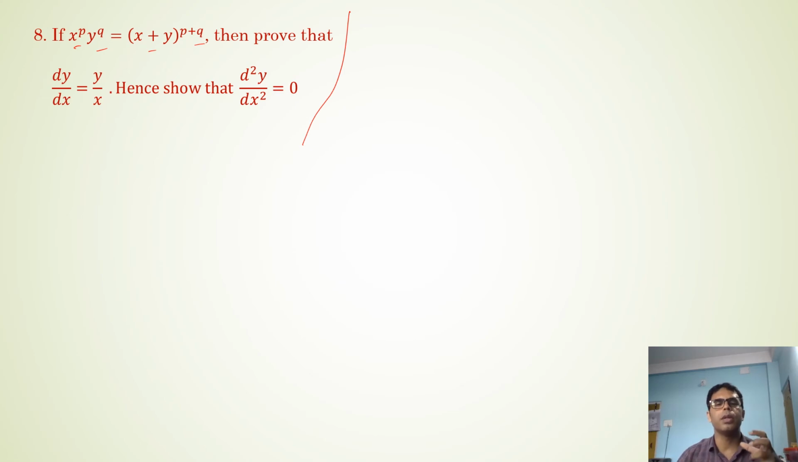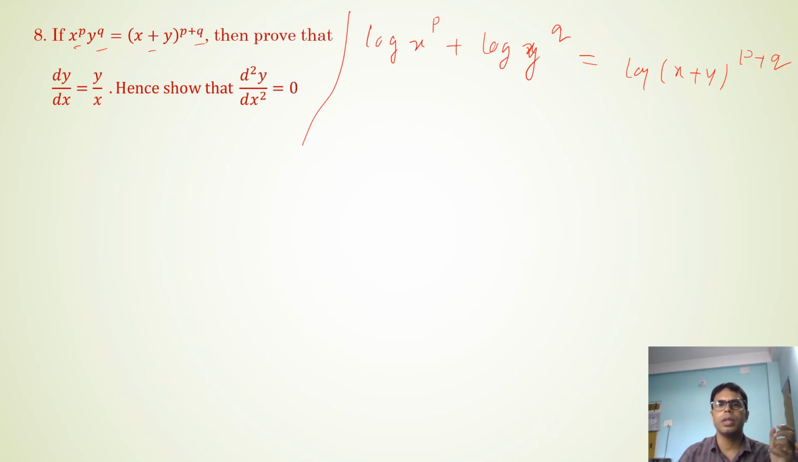So if you use logarithm, on the left hand side we get log of x power p plus log of y power q, and on the right hand side log of (x plus y) whole to the power p plus q. So now use the property of logarithm, the power comes in front of the function, so p log x plus q log y, and on the right hand side it is simply (p plus q) into log of (x plus y).